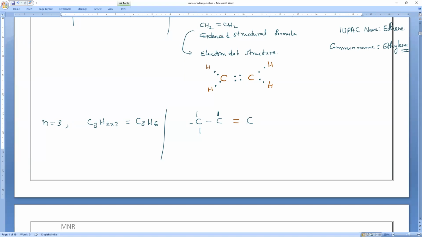Everywhere it is right. And last carbon, two bonds are over. Then how many remaining? Two remaining. So it is your choice. Wherever you want, you can place the hydrogen. It doesn't matter. This is the structure.